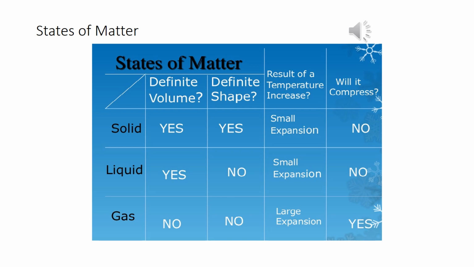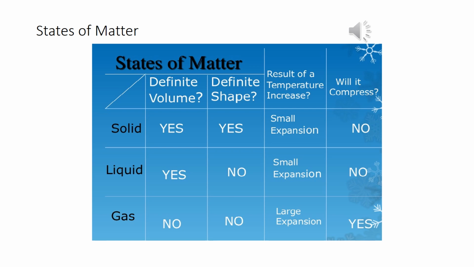Now in this slide we can compare a few characteristics of solid, liquid and gas. By this flowchart you can easily understand and easily learn. The first point is definite volume. Does solid have definite volume? Yes, solid has definite volume. I gave you examples earlier also, like a book, a pen, all are solids. Yes, they have the definite volume.